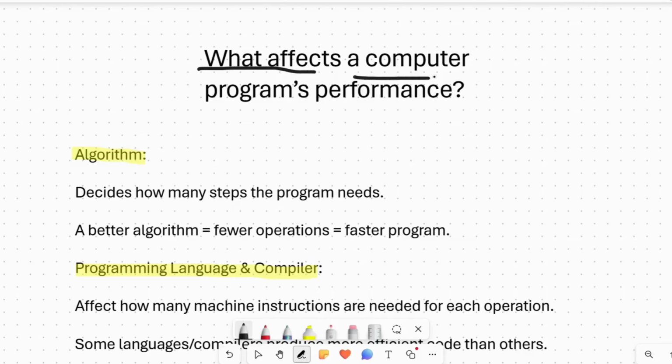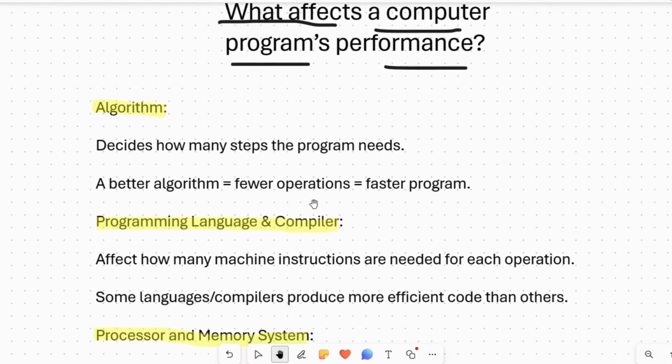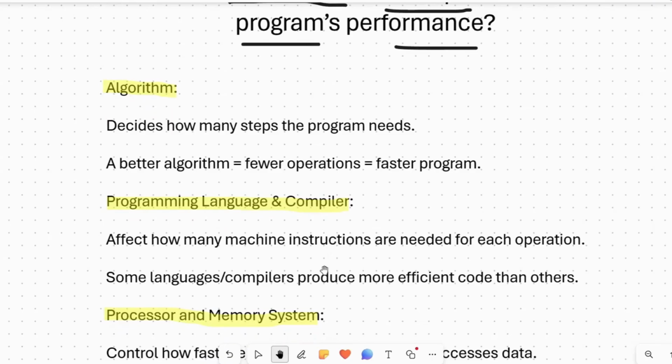What affects a computer program's performance? This is very important. We basically learn about this type of thing in this course, and you should memorize all the things we cover in this topic. So what is an algorithm? An algorithm decides how many steps the program needs. A better algorithm means fewer operations, and fewer operations means a faster program.